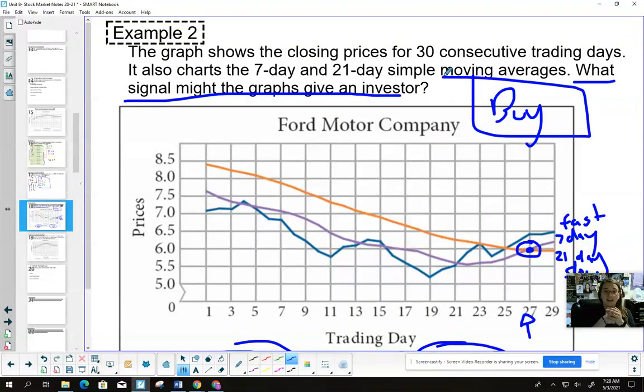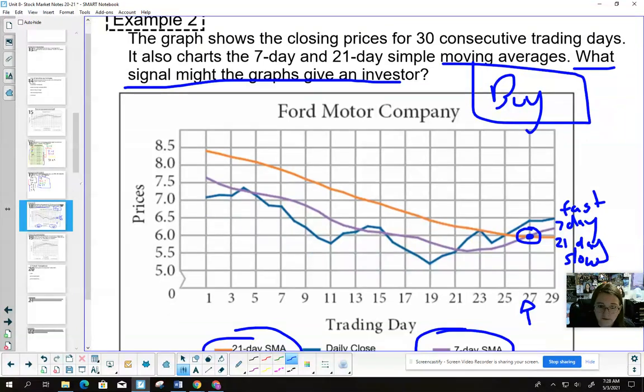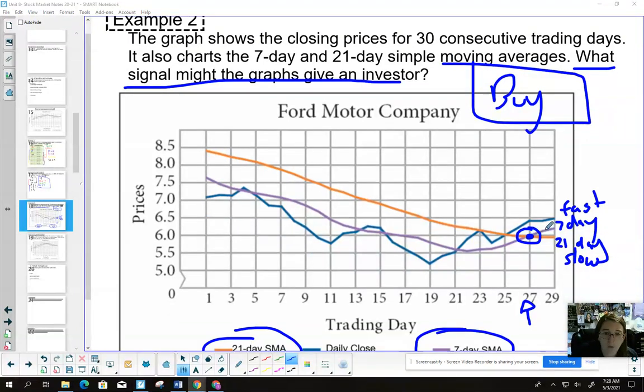So on that day, when I see those graphs cross, I'd be like, ooh, this is a good day to buy stock. The reason why is the slow moving average is going to start predicting the trend. We can see that the slow moving average bumped up.